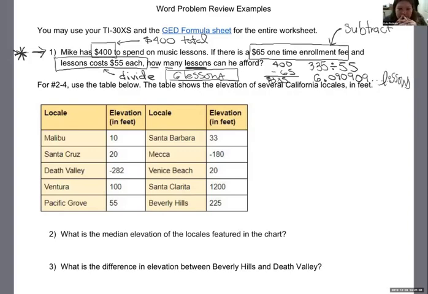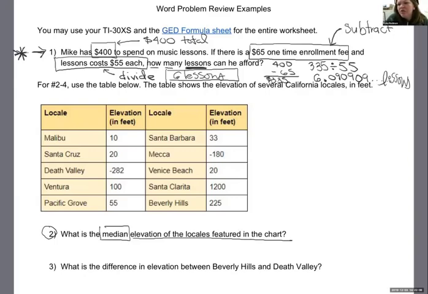It says for numbers 2 through 4, use the table below. The table shows the elevation of several California locales in feet. And first, number 2 says, what is the median elevation of the locales featured in the chart? Some of us have done the data analysis unit and some of us have not. We talk about what mean, median, and mode are in that unit.